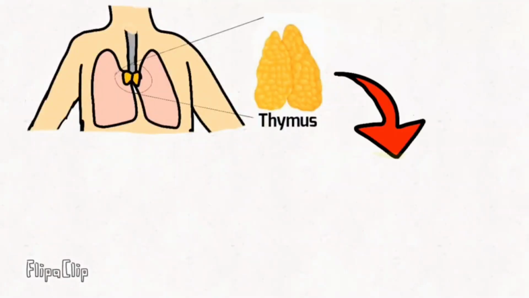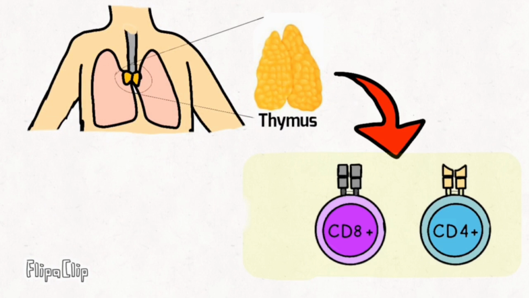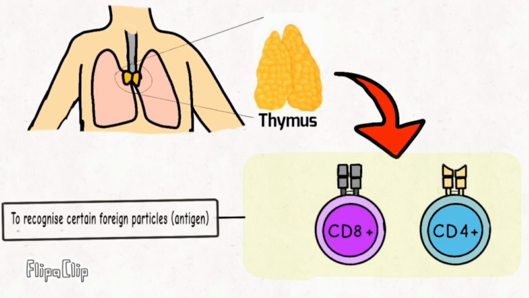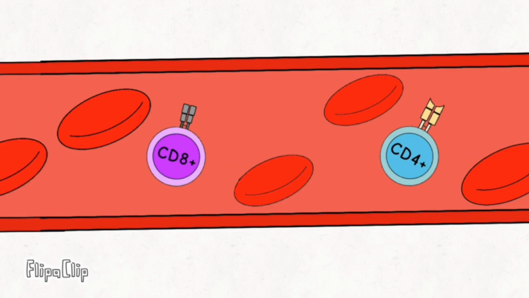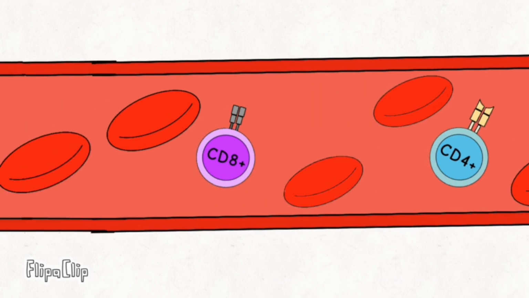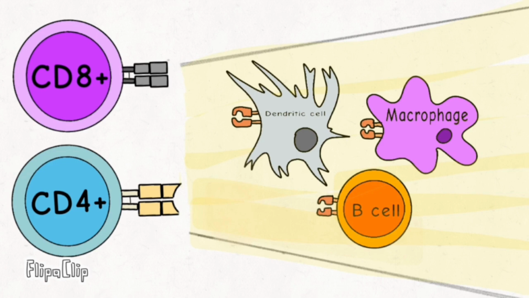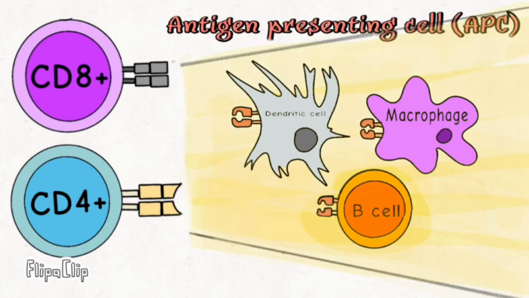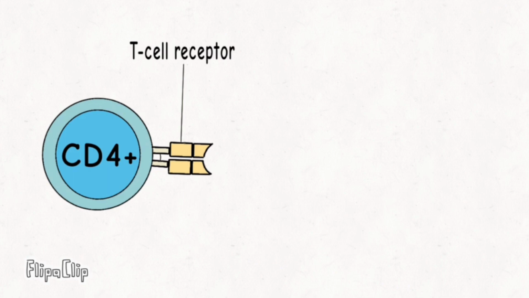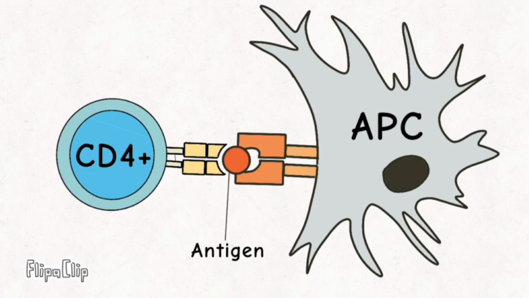T cells are produced in the thymus and are designed to recognize a certain foreign particle known as antigen. They circulate throughout the body after leaving the thymus until they detect the antigen on the surface of antigen-presenting cells known as APC. The T cell receptor on CD4 helper T cells attaches to the antigen, which is retained on the surface of the APC in a structure known as MHC complex.